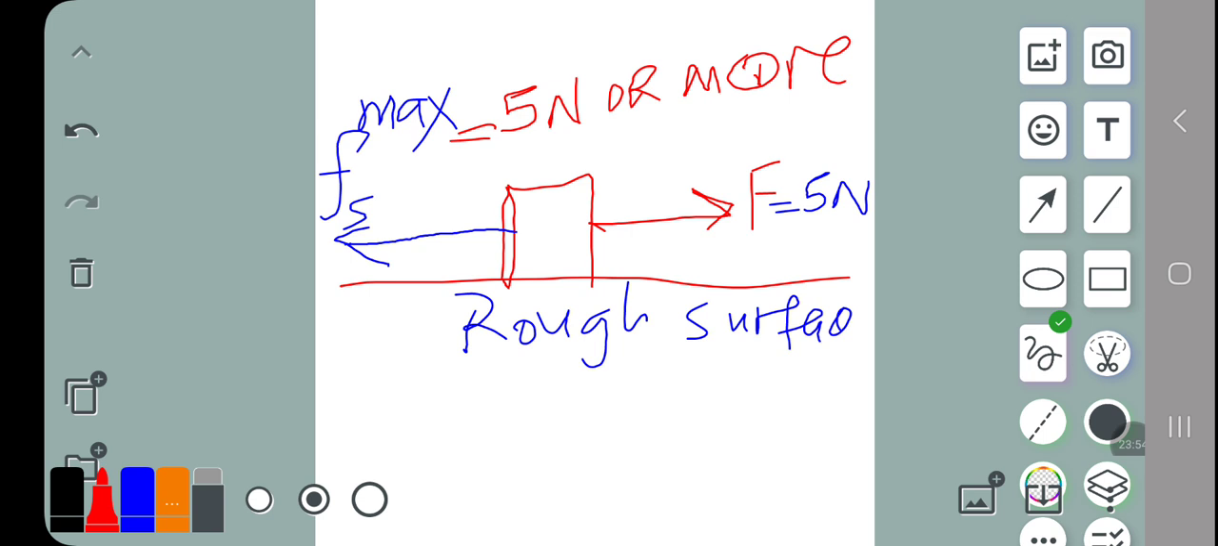Which means if your maximum static friction force is equal to 5 newtons, it's going to be equal to the force applied, which means it will remain at rest. Are you getting the sense? So this is what the statement is trying to say.